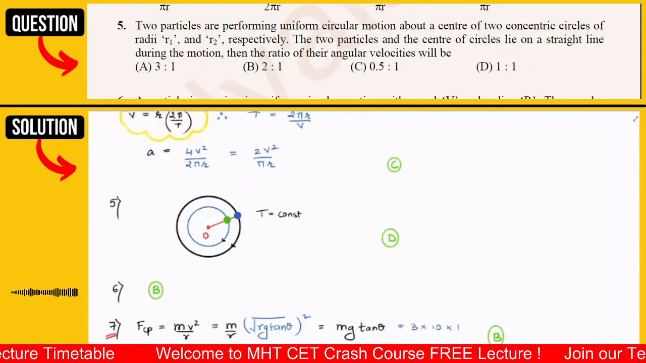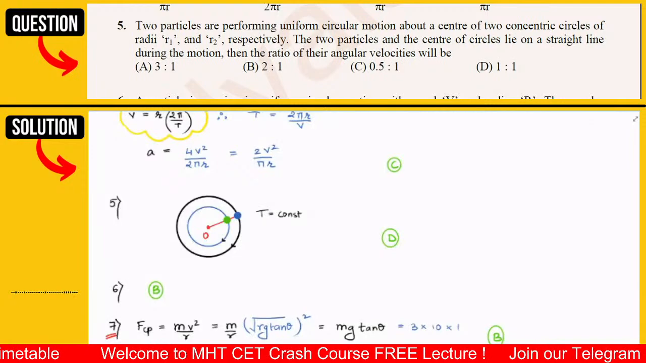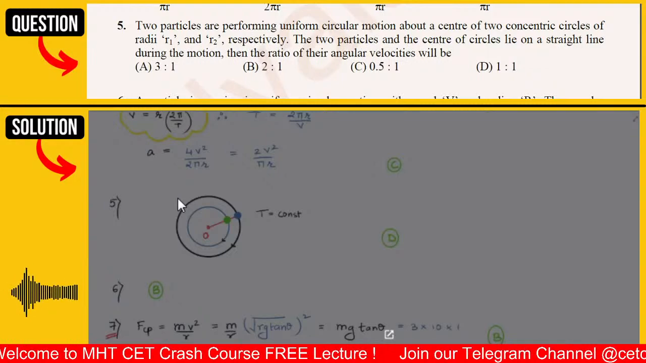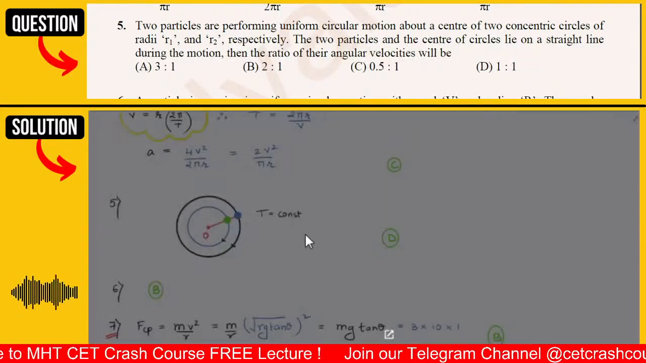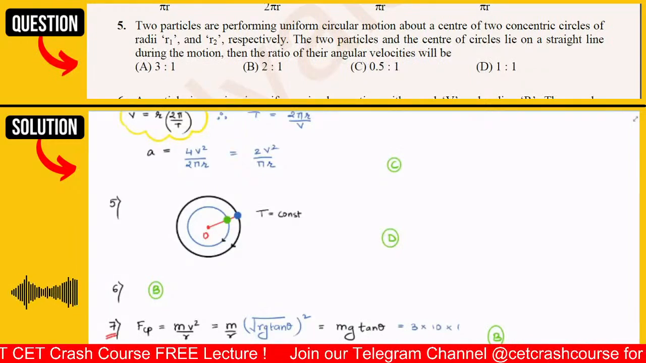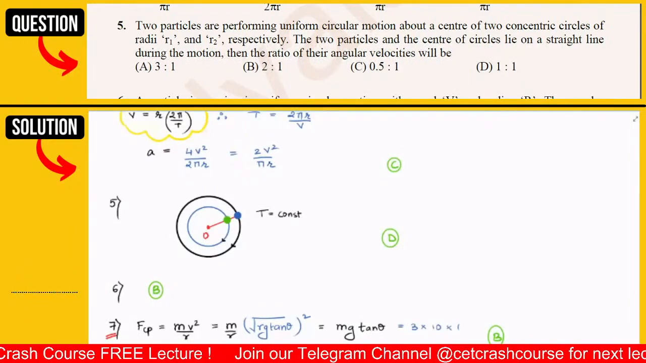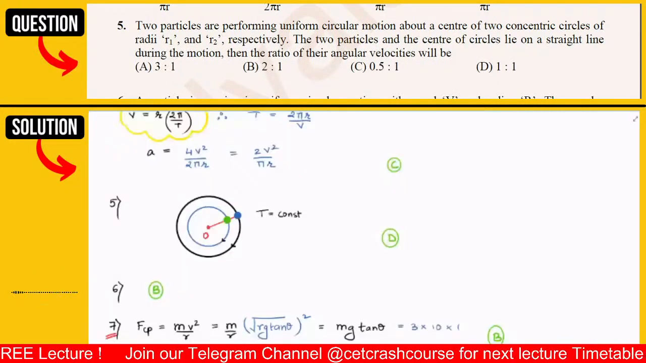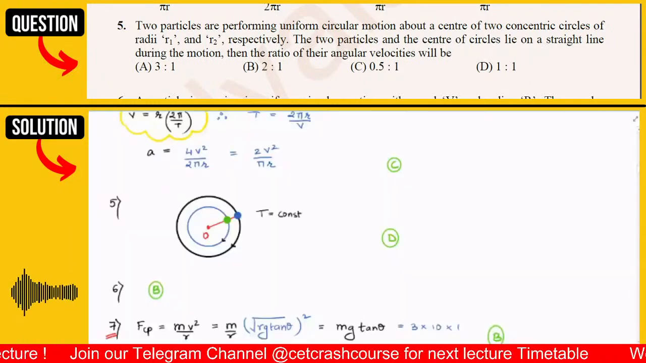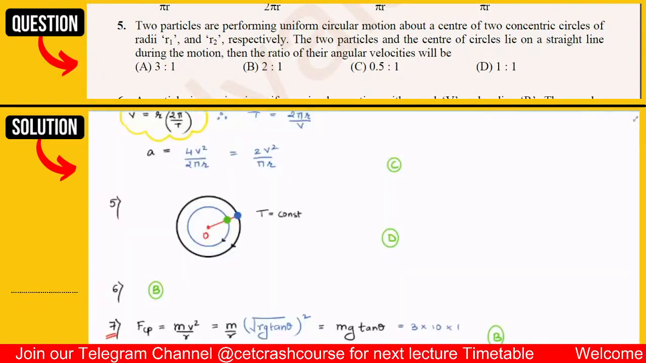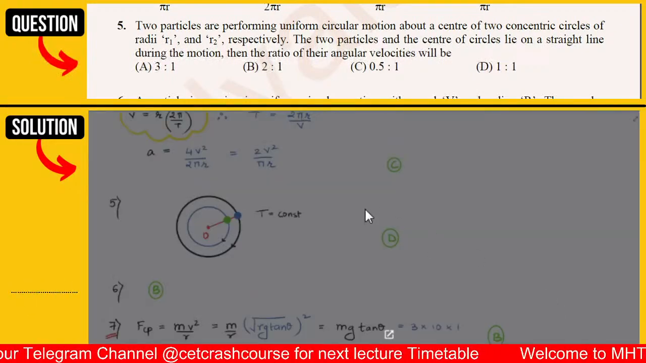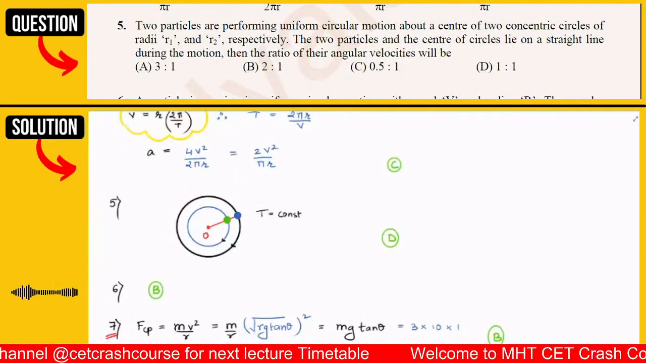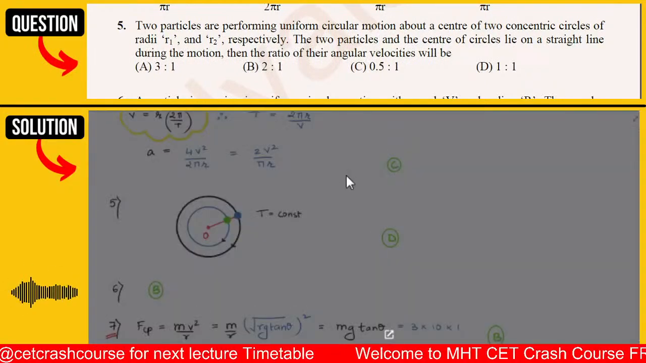That brings us to the sixth question. A particle is moving in uniform circular motion with speed v and radius r. How much is the angular acceleration? Dear students, since angular acceleration alpha is asked, I hope you remember that alpha in UCM is 0 because omega is constant. So alpha is 0, and you can directly mark the answer as the second option.